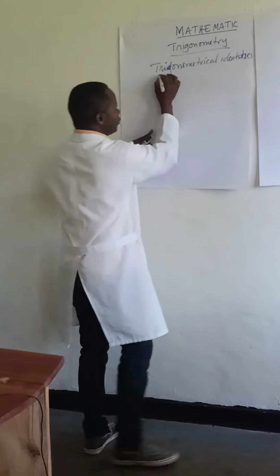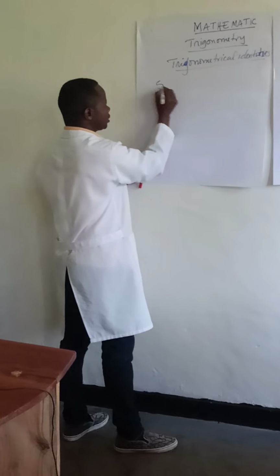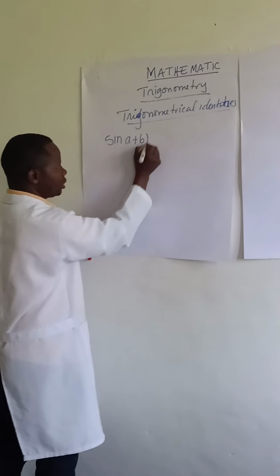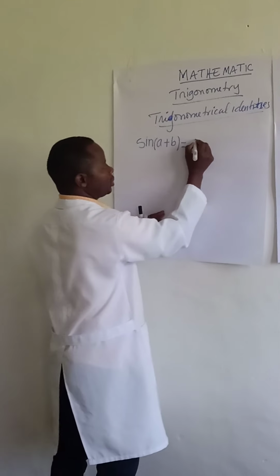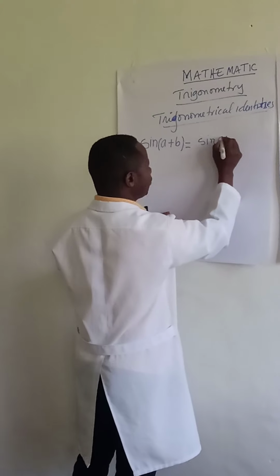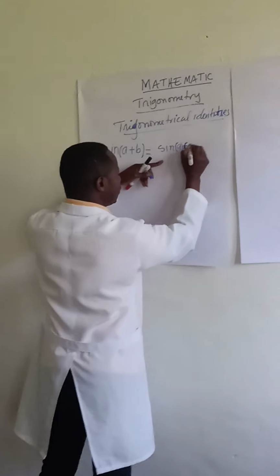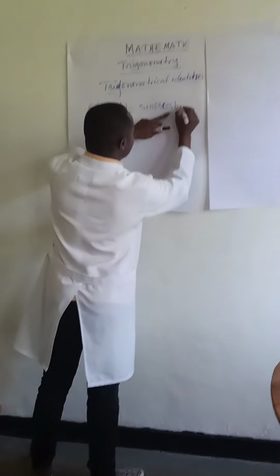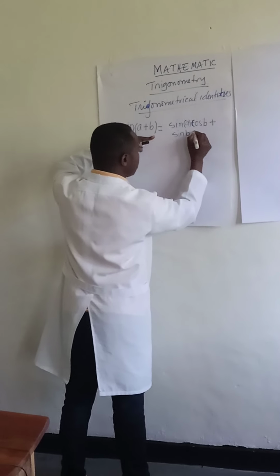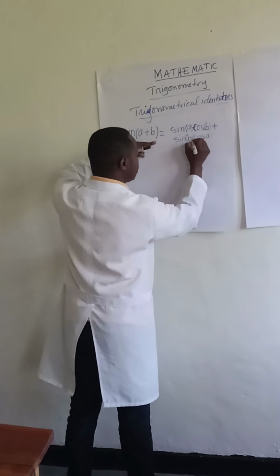So, last time we saw the sum and the difference identities, where we saw that sine of an angle A plus angle B is equal to sine of angle A times the cosine of angle B, plus also sine of angle B times cosine of angle A. Let me put the brackets for each angle in order to be clear.